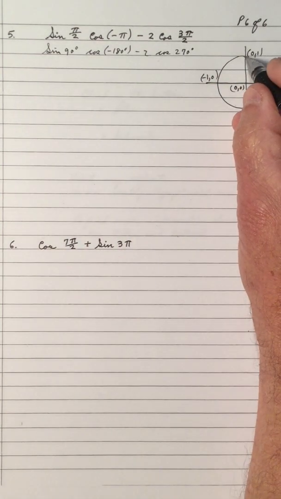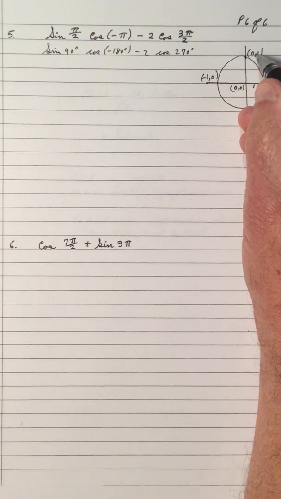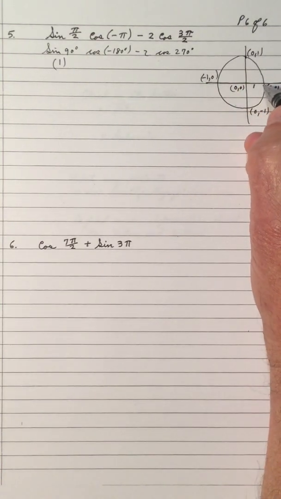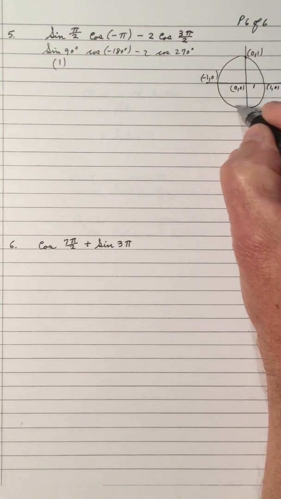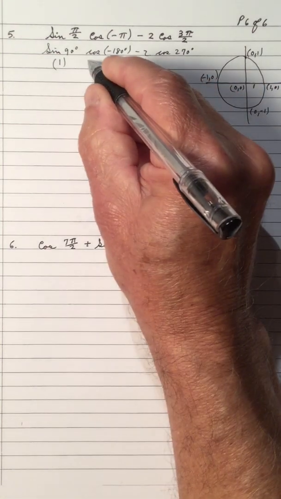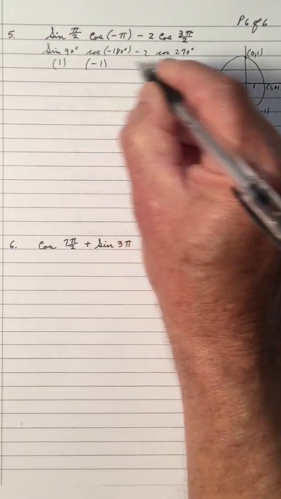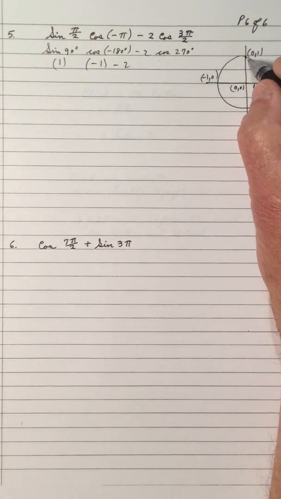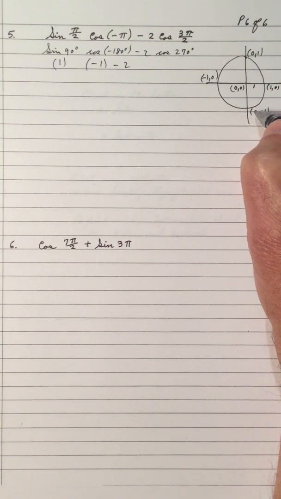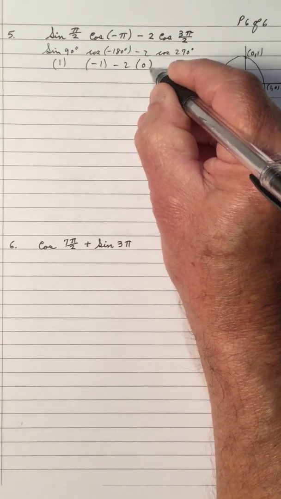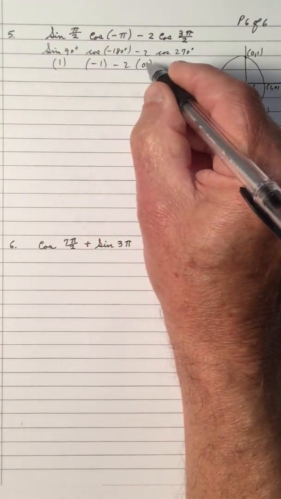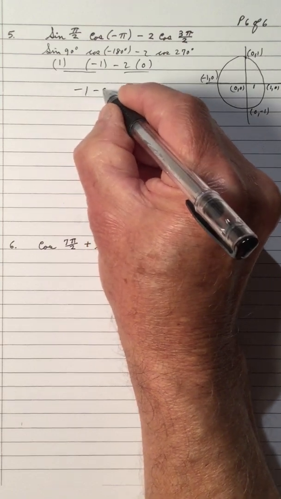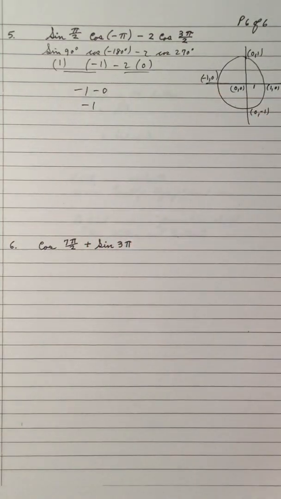So the sine of 90 is right here. Sine is the y, so it's a 1. The cos of negative 180 is right to here. And cos is the x, which is negative 1. Minus 2 and 270. Here's 0, 90, 180, 270 is here. Cos is the x, which is 0. So we have to multiply these first. So multiply these two and these two. So that's negative 1 minus 0, which is negative 1.